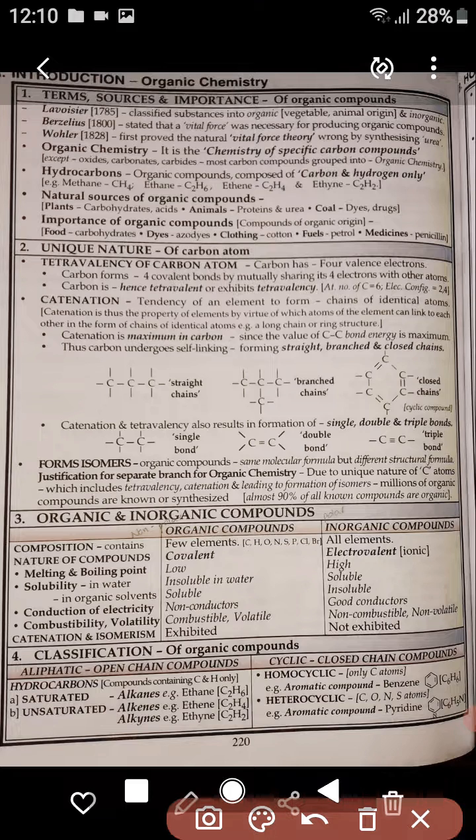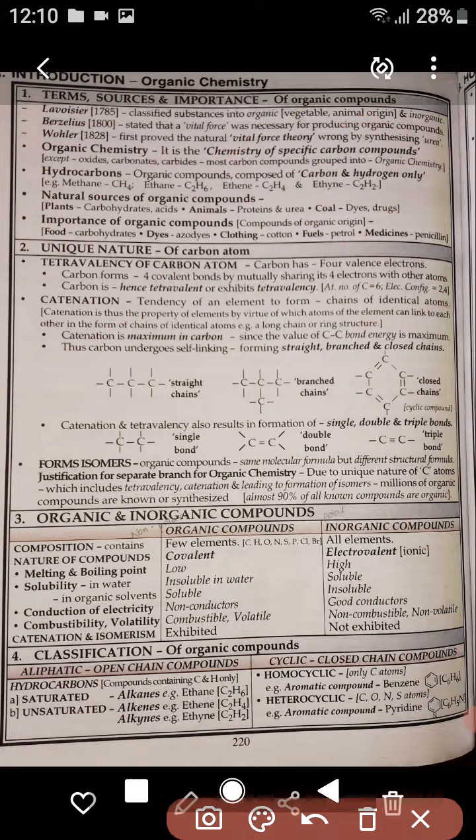Now the unique nature of carbon is the tetravalency present in it. Tetravalency means it has four valence electrons, so it forms four bonds like this. Suppose here is hydrogen, here is hydrogen; it forms bonds with the hydrogen atoms, and it is also capable of forming various bonds with its own atoms. That is self linking, we'll discuss it later on.